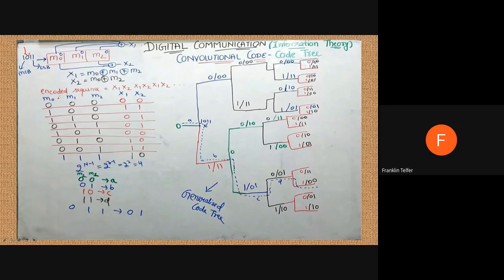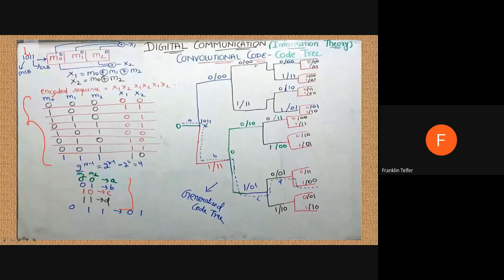So let us take M0 M1 into a tabulation. M1 and M2 represent the state of the shift register, M0 is the input message bit, and X1 X2 are the output encoded sequence. We have seen this on the previous slide. Similarly, n minus 1, where n is the number of shift registers, is 3, 3 minus 1 is 2, and 2 squared is 4. So you have 4 states. This we have seen in the previous class.